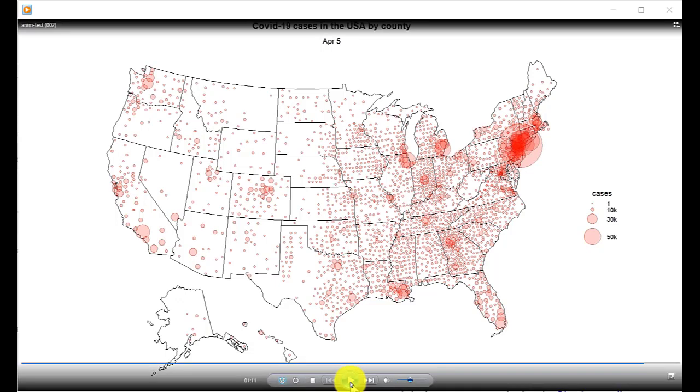We're going to stop here because this was the last update, April 5. You can see that the density is pretty high, more so on the East Coast than the West Coast, but the large bubbles tell you where the big concentrations are.